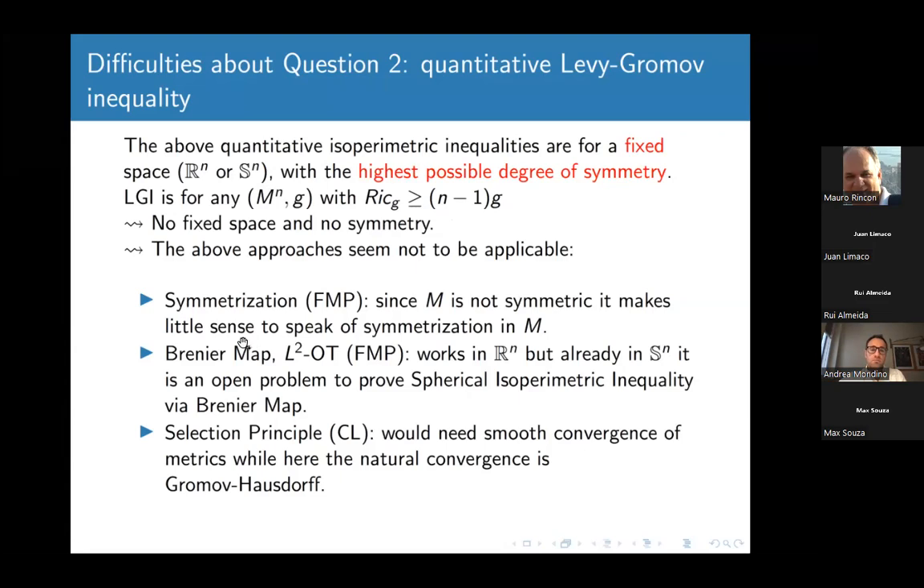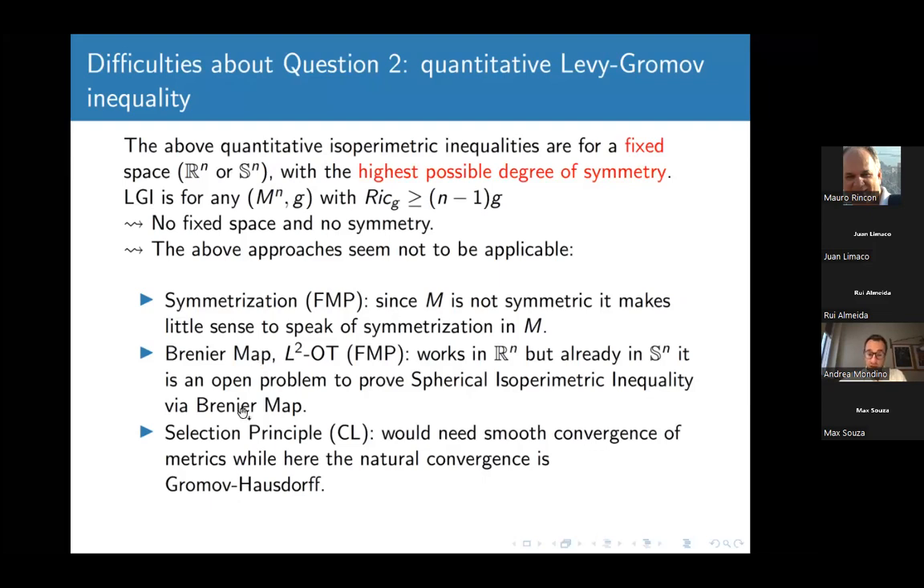Okay. The approach via Brenier map, say with the two optimal transport, one of Figalli, Maggi, and Pratelli, works very well in the Euclidean space, but already in the round sphere it is an open problem to prove the spherical isoperimetric inequality without any stability using the Brenier map. So it is even more challenging to study the Lévy-Gromov inequality with such an approach.